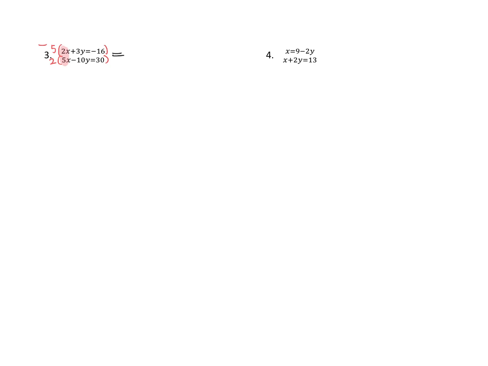So let's see what I get when I do that. So -5, I'm distributing it for the whole equation. So that'll be negative 10x minus 15y, right? Because remember, I'm distributing it to every part of the equation, is equal to -5 times -16. That's going to be 80, right? And then on the bottom, I'm doing the same thing with the 2. So 2 times 5x is 10x. 2 times -10y, that'll be -20y. And then 2 times 30 is 60.